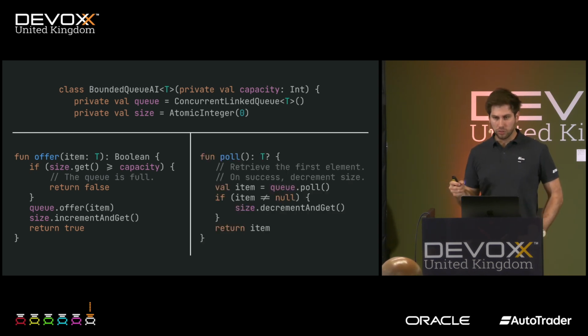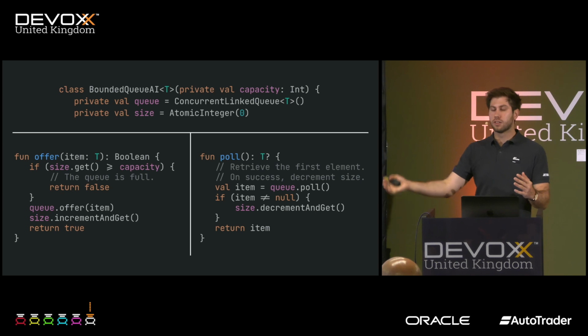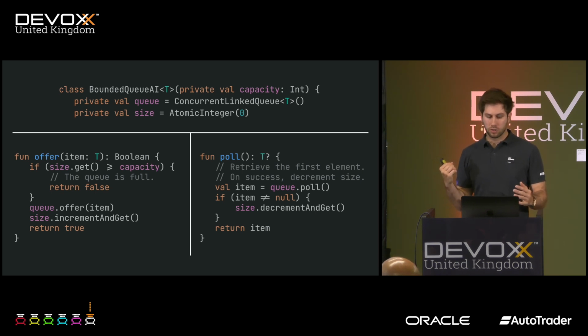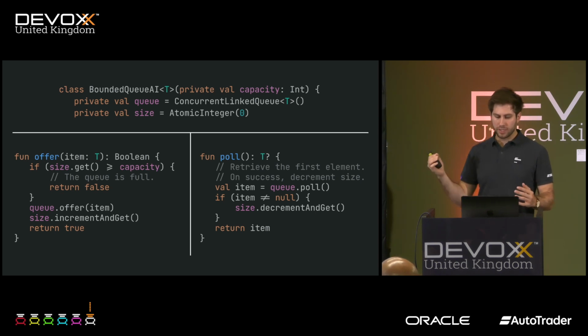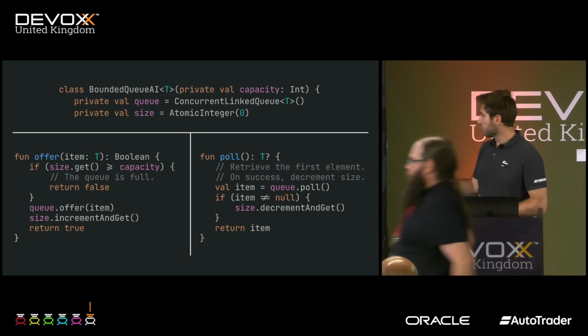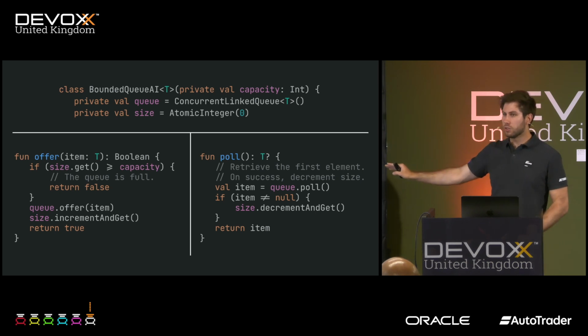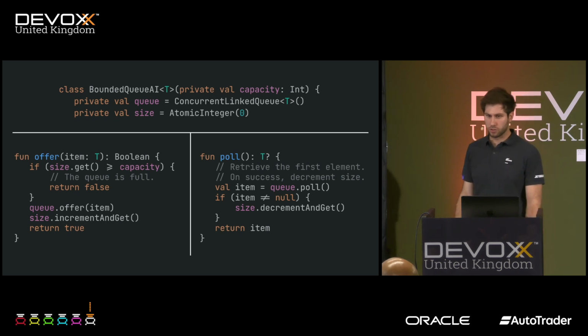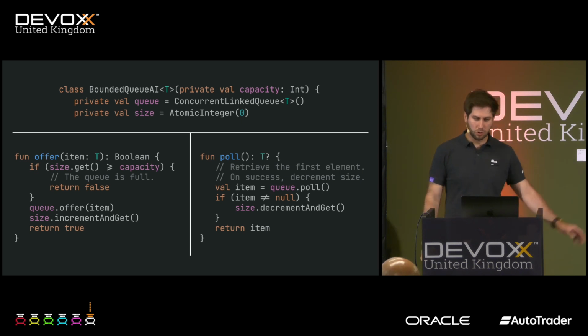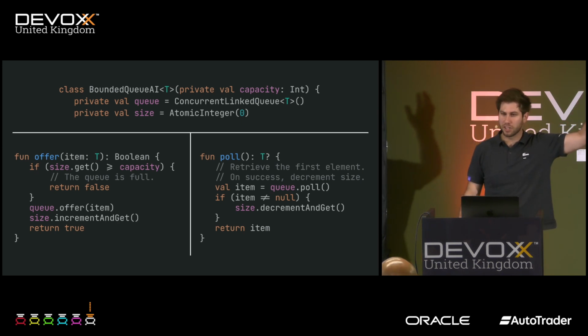The poll operation first checks the underlying queue, trying to extract an element from it. If there was an element, we decrement the counter and finish. Otherwise, we return null. So who thinks that this implementation is correct?